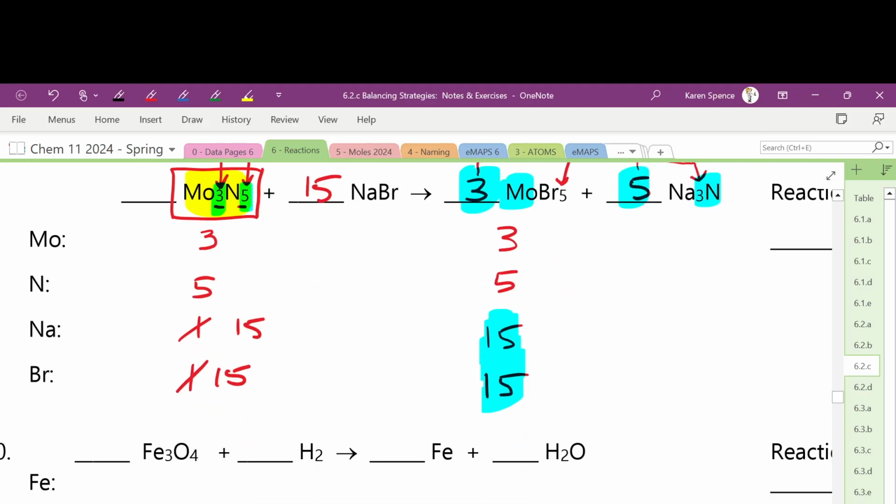Okay, so if you had trouble with that one, you're going to start with Fe3O4, and you're going to try and get 3 Fe's and 4 O's on this side and go from there. Okay? That helped. Good.